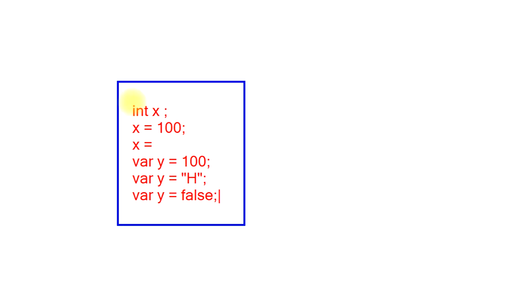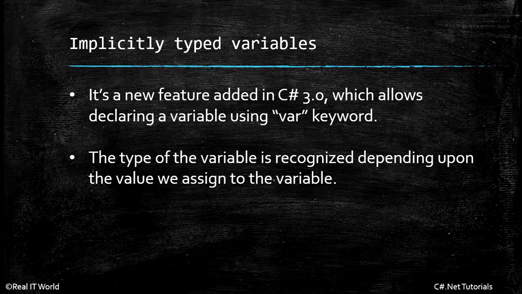So if you don't know the value you are going to assign from the right side, then declare it with the var keyword. So var is a type that will be defined when you are assigning the value from the right side. The var keyword will define the data type based on the value you assign. That's it. The type of the variable is recognized depending upon the value we assign to the variable.